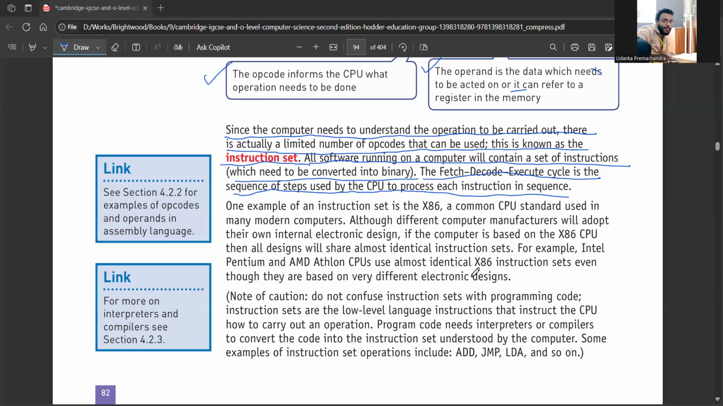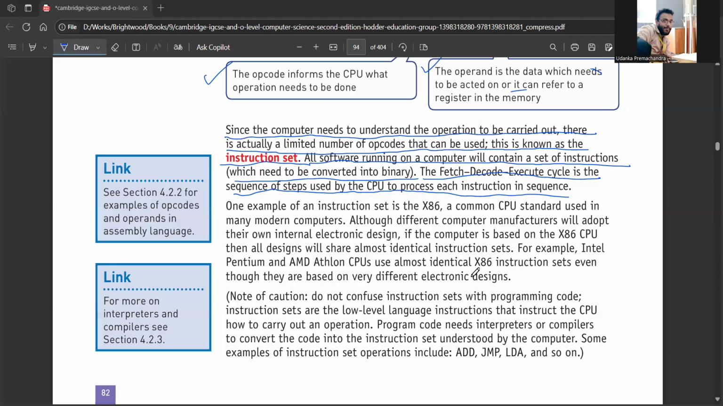Although different computer manufacturers will adopt their own internal electronic design, if the computer is based on the x86 CPU, they share almost identical instruction sets. It is unique for any model; there can be following unique instruction sets.